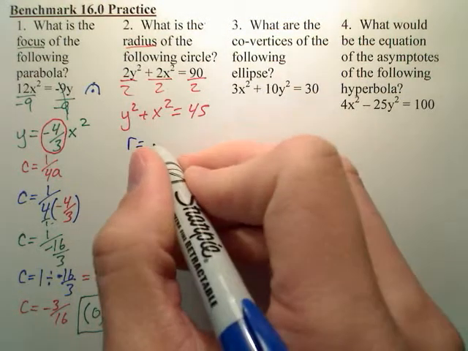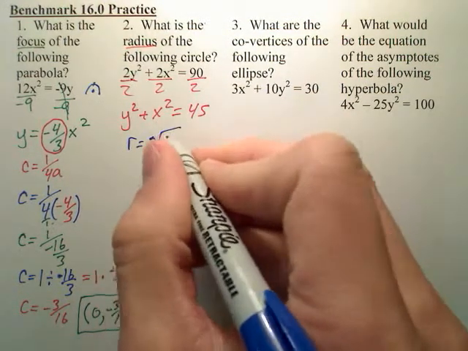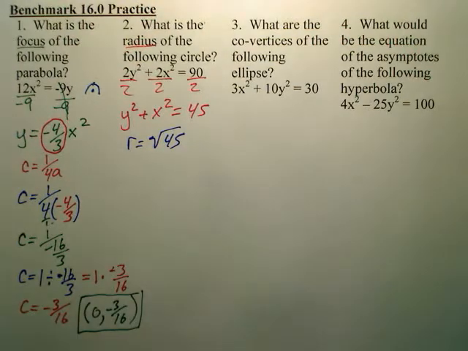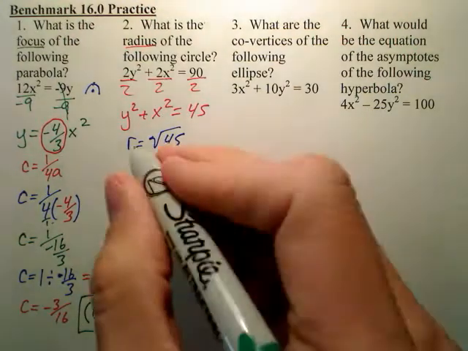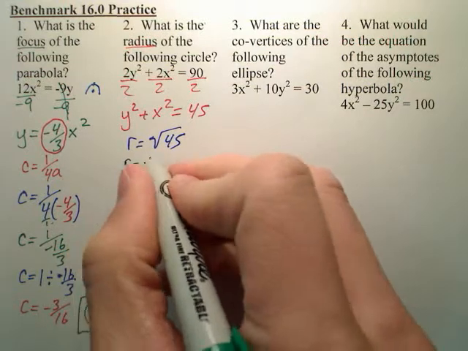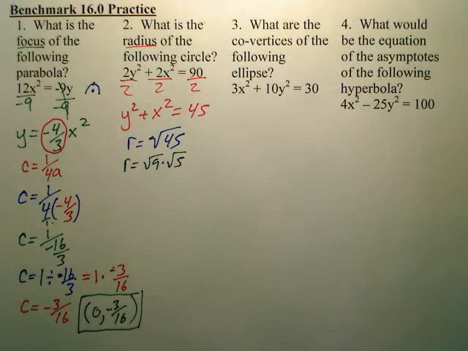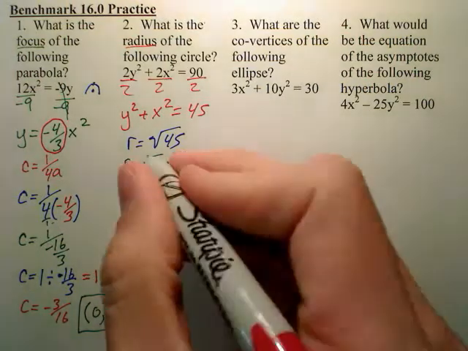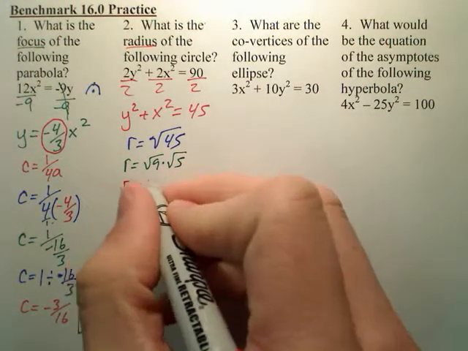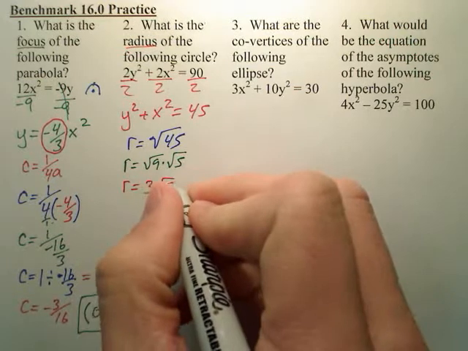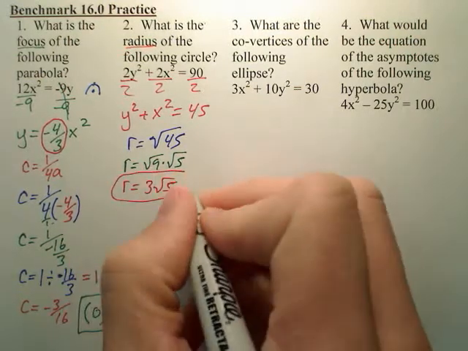So what you get is the square root of 45, which you can break down. 45, hopefully you realize, is the square root of 9 times the square root of 5. The square root of 9 is 3. So my answer is 3 times the square root of 5. That would be my radius.